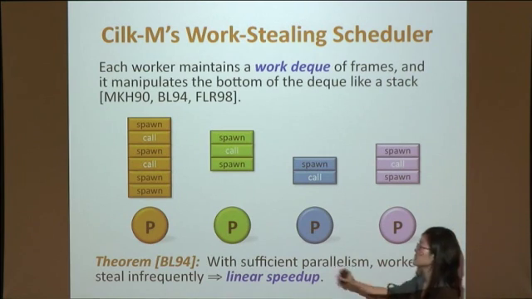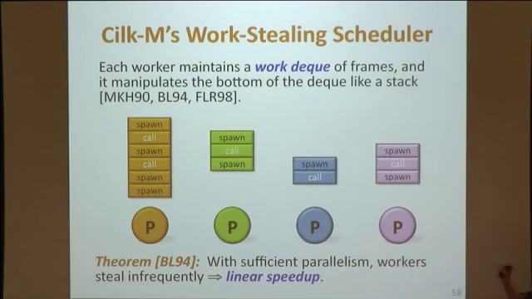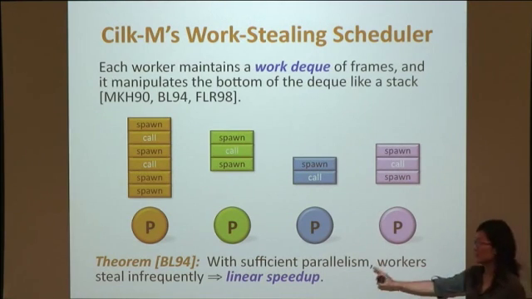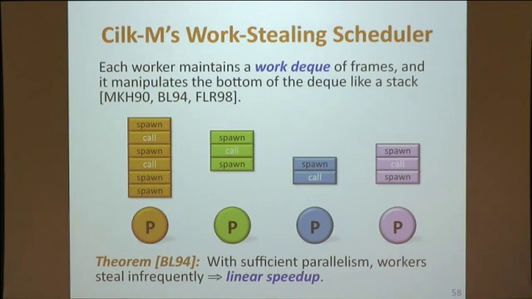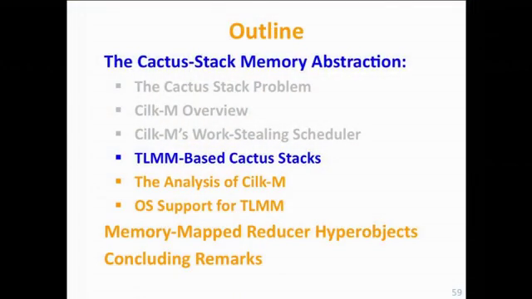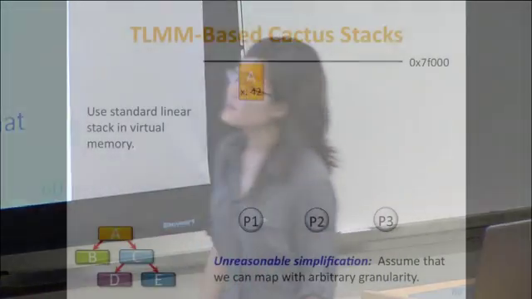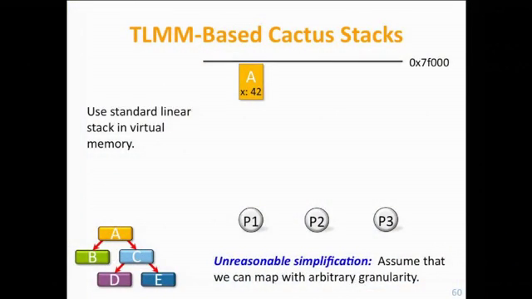Okay, and the theorem from Blumofe and Leiserson states that with sufficient parallelism, workers steal infrequently, and you get near perfect linear speedup. Okay, so that's the gist of the work stealing scheduler. Next, let's look at the TLMM-based cactus stack, to see how we maintain a cactus stack on top of this work stealing runtime system. So again, bear with me, we are still using the unreasonable simplification.